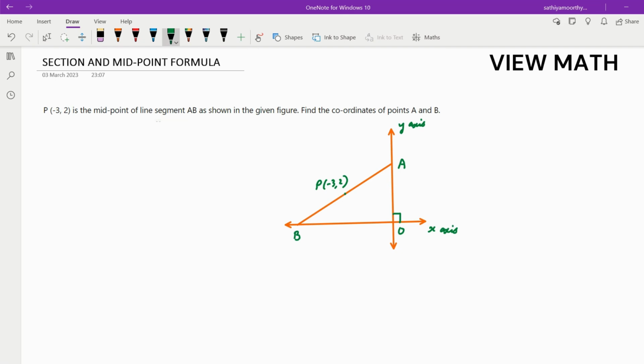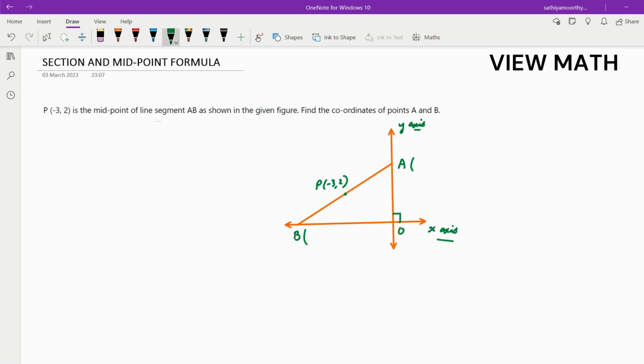P(-3, 2) is the midpoint of the line segment AB as shown in the given figure. Find the coordinates of the points A and B. So here in this figure, this is the x-axis and this is the y-axis. Now you can see the point A lies on the y-axis and B lies on the x-axis, and the point P is the midpoint of AB they have given. P is (-3, 2) they have given. They're asking us to find out the coordinates of A and B.